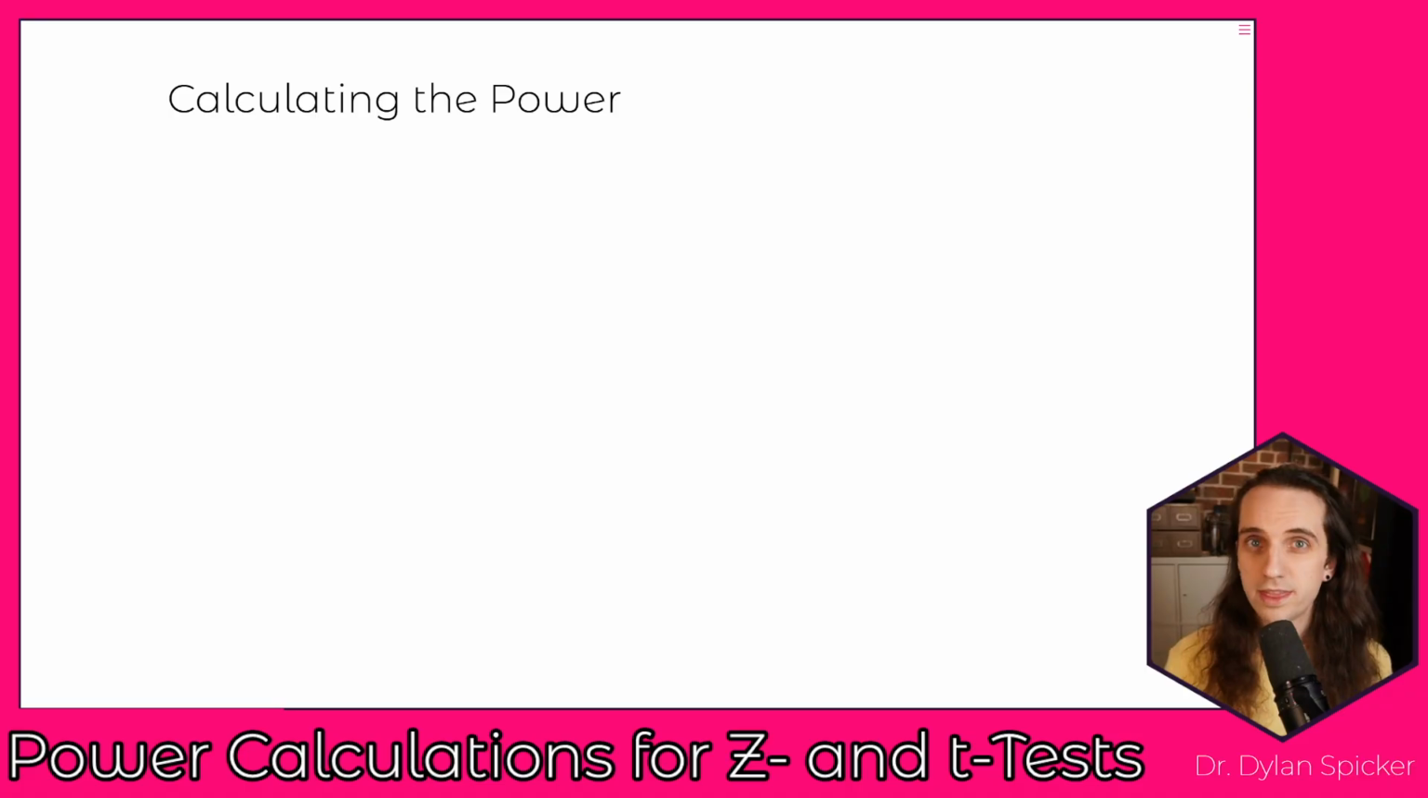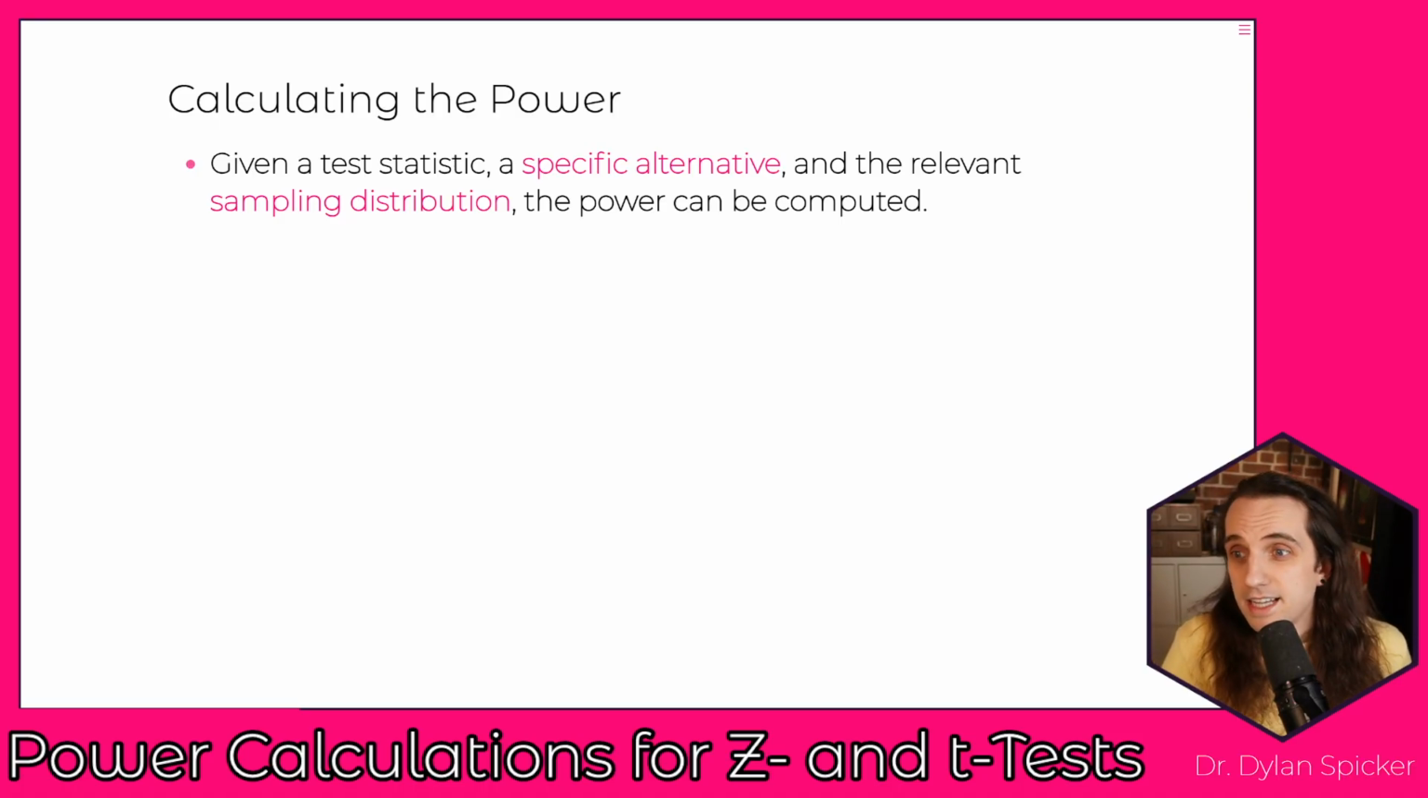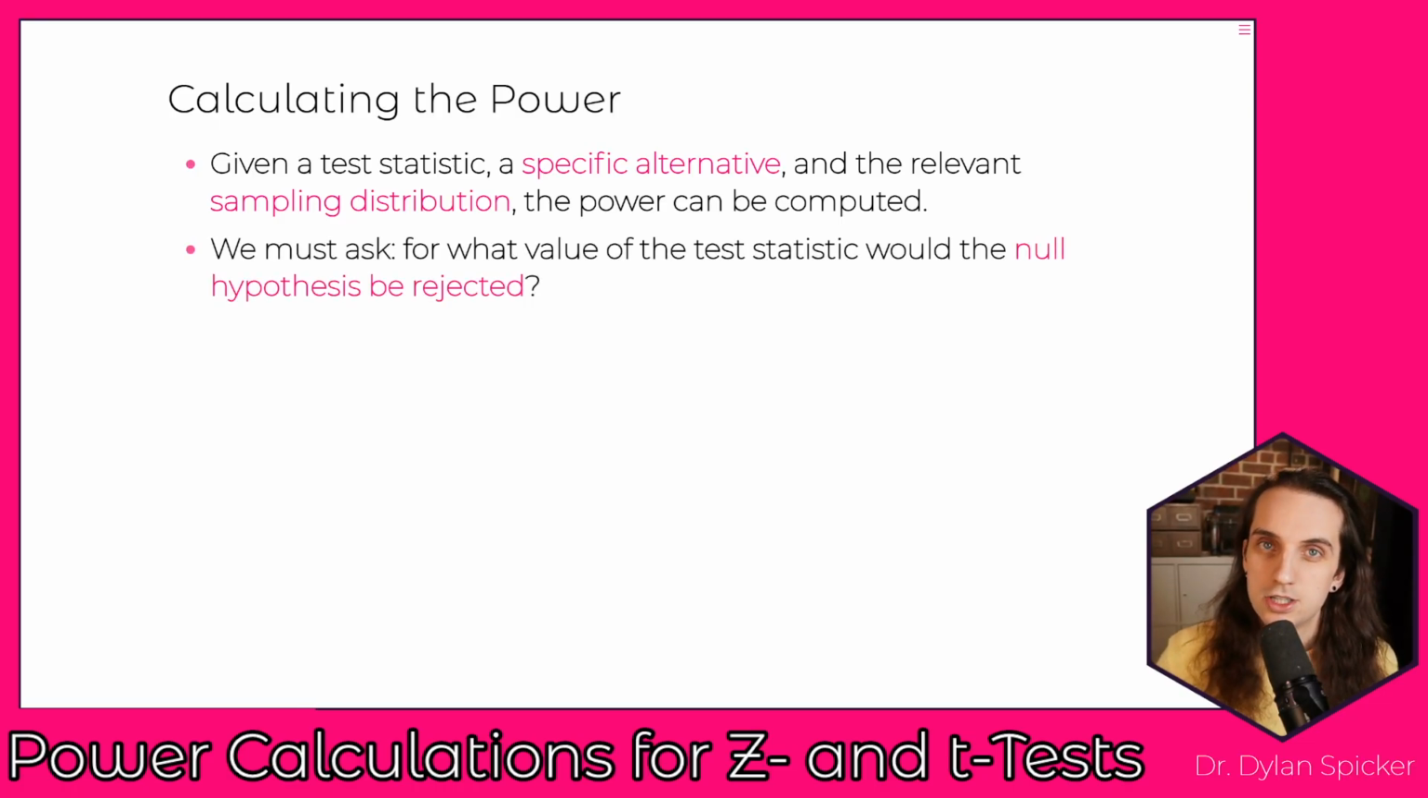So with that, if we have the test that we're actually going to be running and we have our specific alternative, how do we actually go about calculating the power? Now, given a test statistic, a specific alternative, and the relevant sampling distribution, it's ultimately going to be a probability calculation from that sampling distribution. So we must ask ourselves, what value of the test statistic would the null hypothesis be rejected for? Right, so what is the actual value that we could observe that if that had been what we had observed for our test statistic, we would have rejected the null hypothesis?